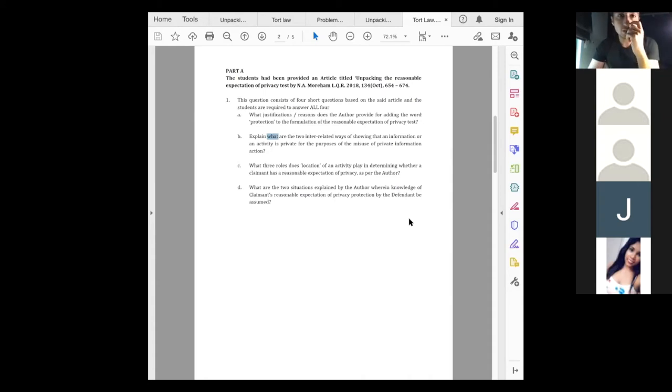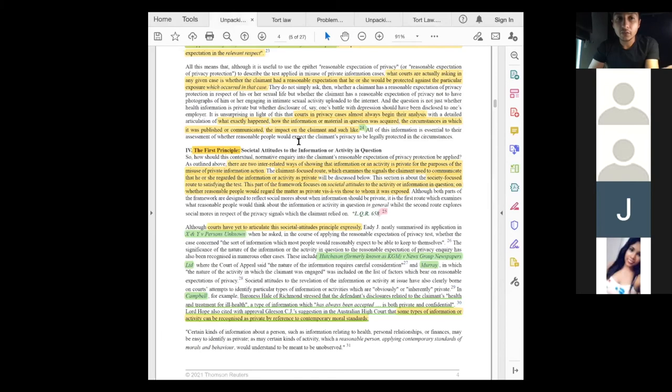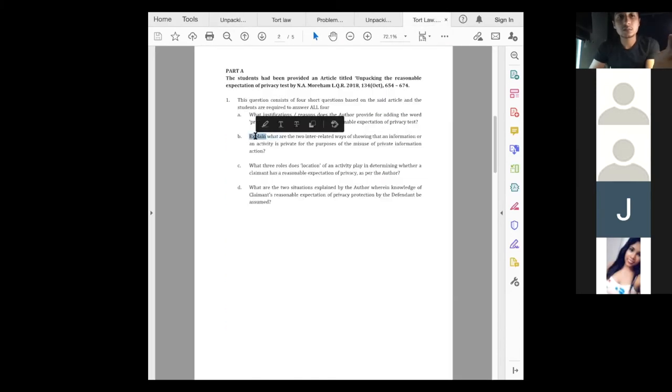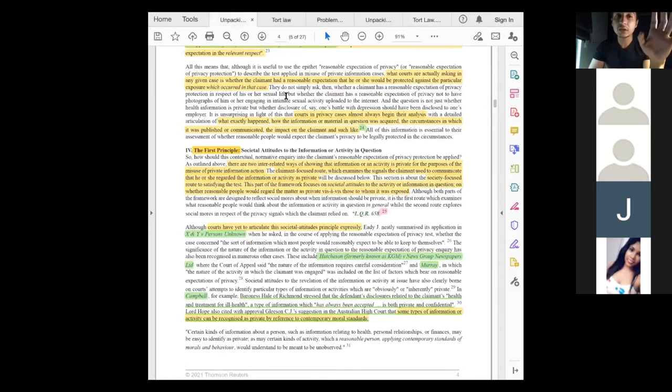The essence of it would be, first, what are those two interrelated ways of showing? The two interrelated ways are the principles, and then the examiner asks to explain them. So I'm just giving an outline. What you can do is expand on those two principles. The first principle, the societal principle, is a simple one. And then you can explain that these are two interrelated principles. And then you can go on and say that the first principle entails this.